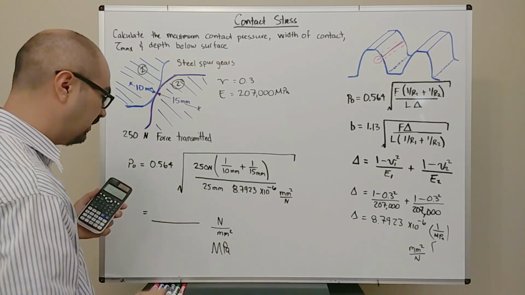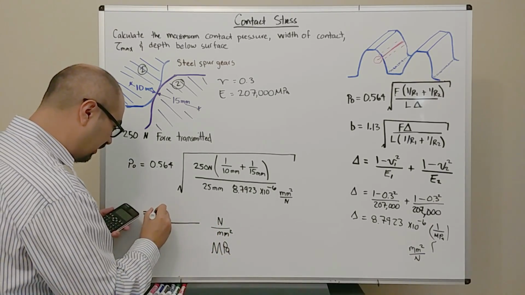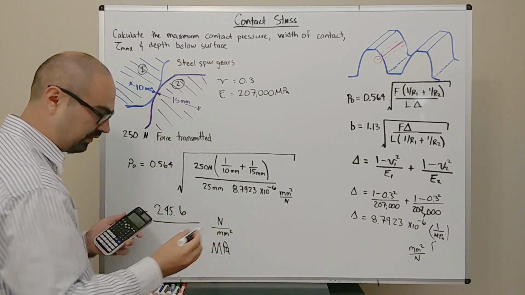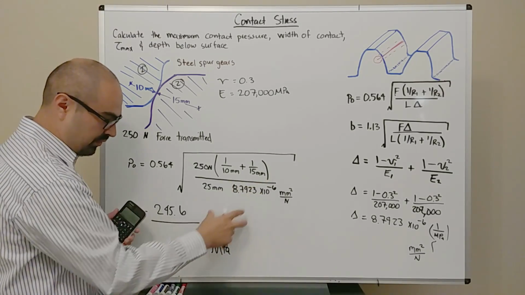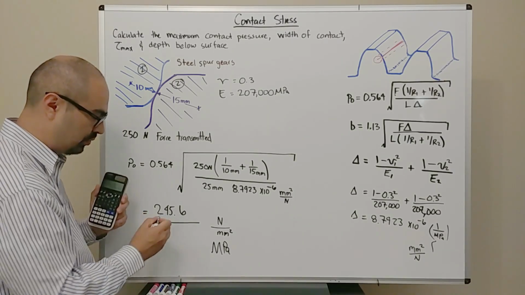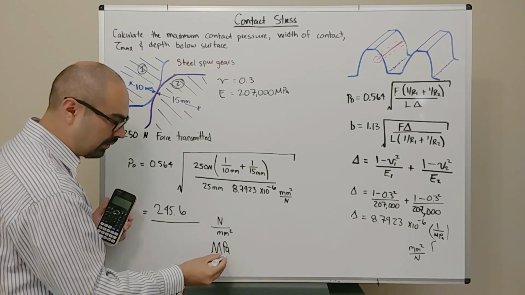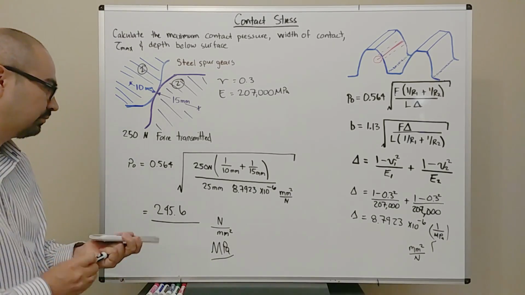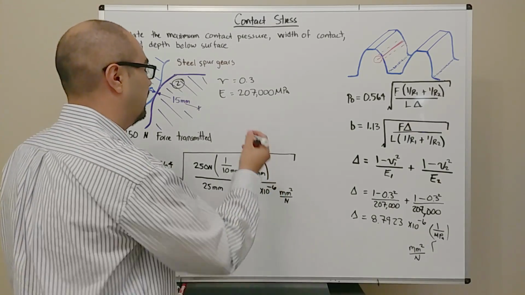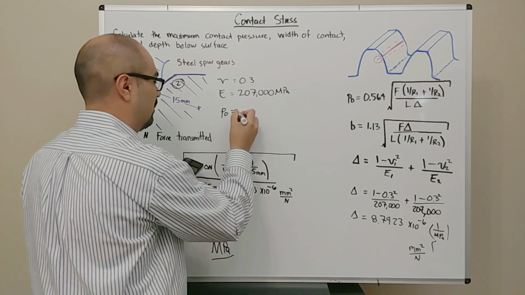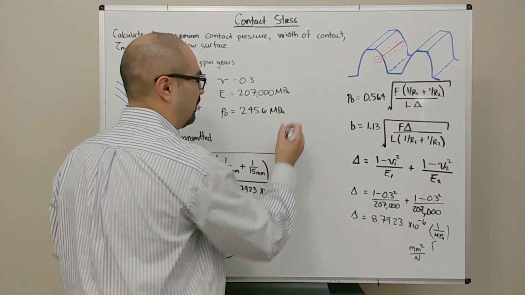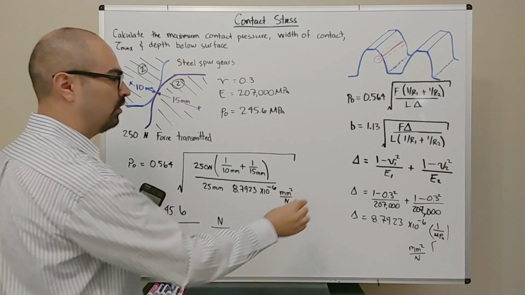So if I did not make any fat finger mistake on my calculator, I'm getting a value of 245.6. Again, what comes out of here is Newton per millimeter squared, but that's the same thing as a megapascal. So essentially, this is 245.6 megapascals. I'm going to go ahead and write that number down over here. Contact pressure is 245.6 megapascals.